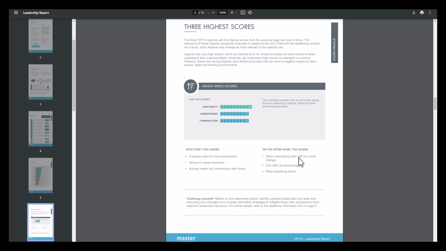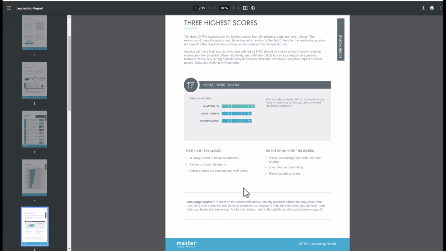Below that, there's a brief prompt to the test taker, which reoccurs at several points in the report. It encourages them to reflect on the statements above, when these behaviors might occur, and what they might look like. This ensures that they have examples ready when it's time for a coaching session.